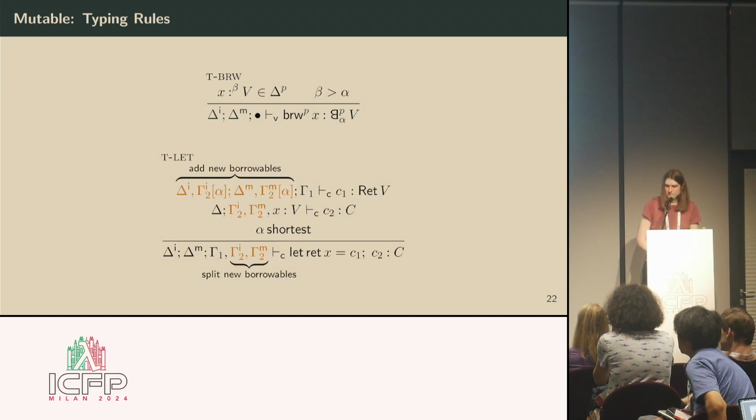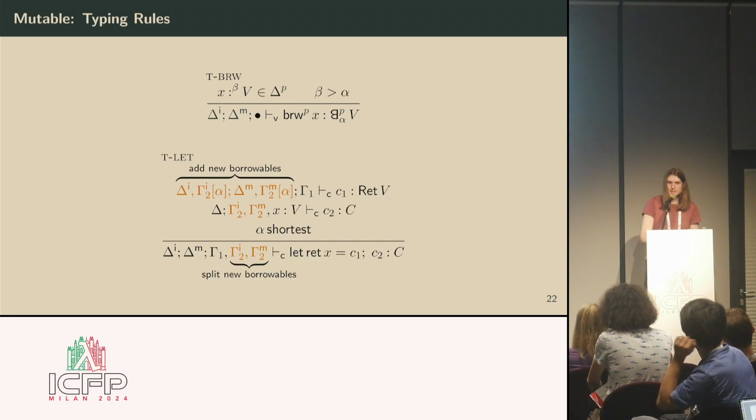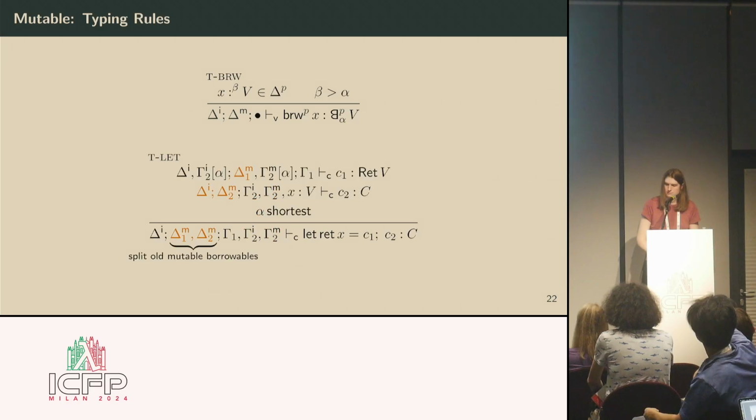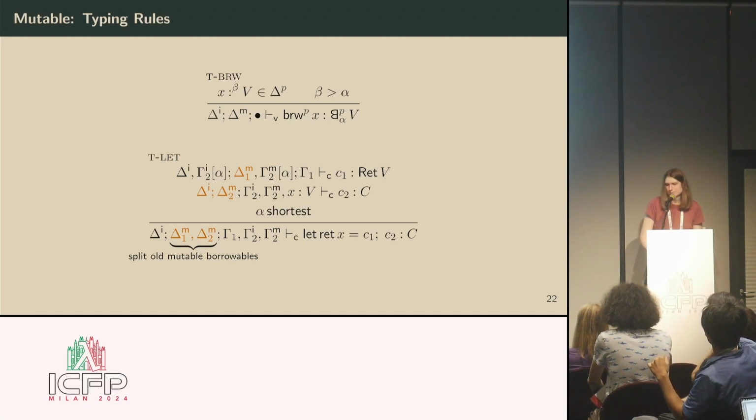And then for our let rule, we have to split our context, our gamma again, because we have to decide which parts of gamma go into delta I and which parts go into delta m. And then we also have to split the pre-existing mutable borrowable contexts, because you can't have two different places mutably borrow the same variable.